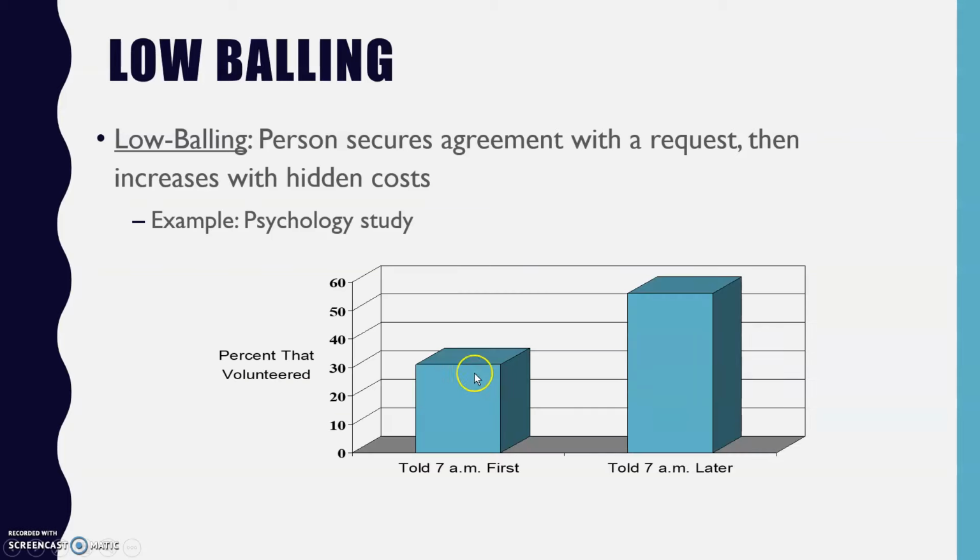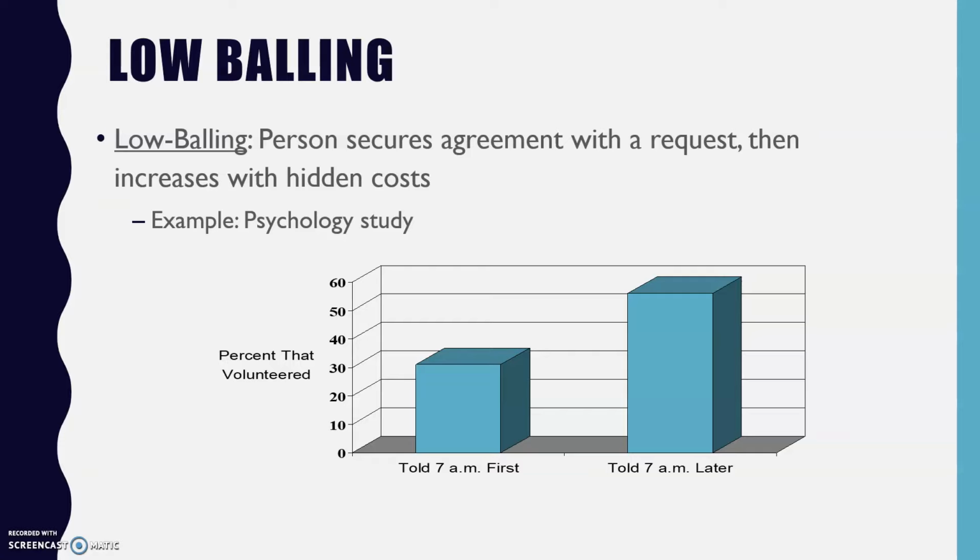And that's in fact what Cialdini found. So people that are told 7 a.m. from the get-go, you only get about 30% of people wanting to do it. On the other hand, for people that are told 7 a.m. later, so get them to sign up and then tell them 7 a.m., most people are going to be reluctant to back out after saying they would do something. We don't like breaking our commitments like that.